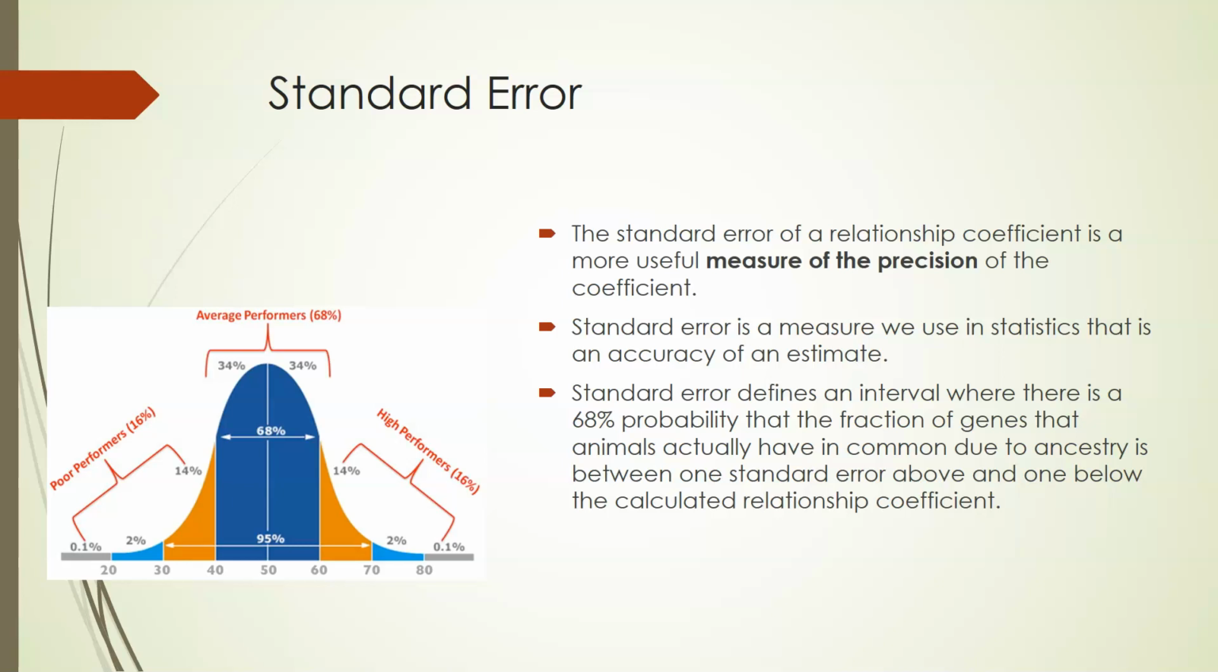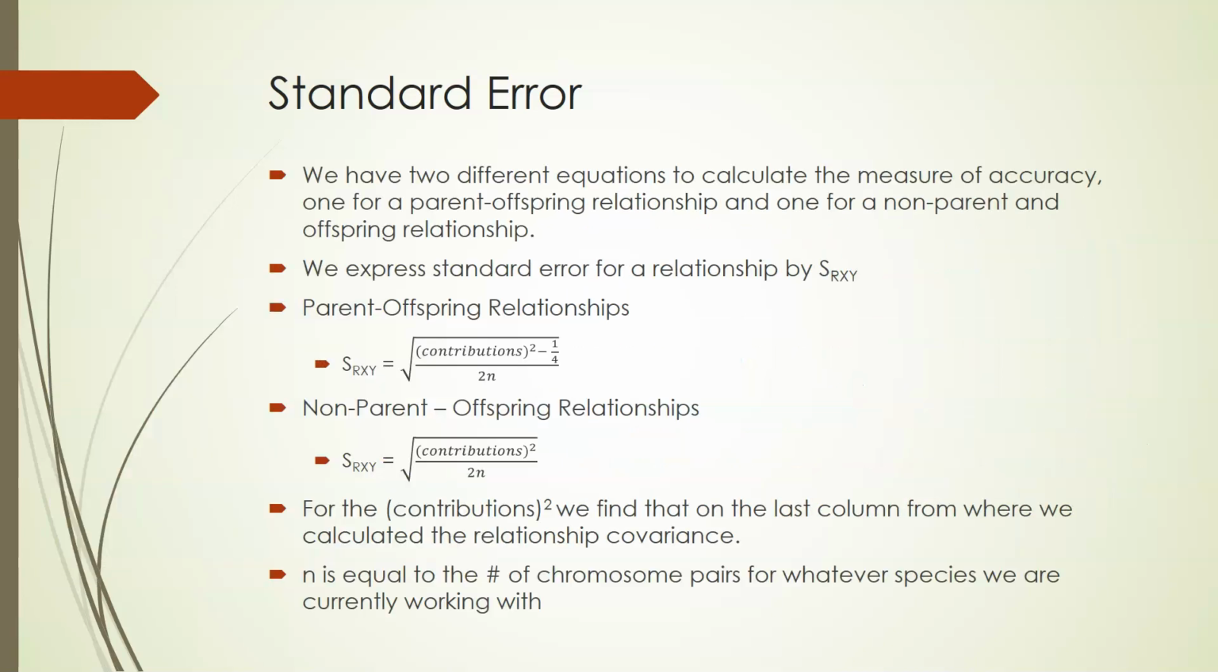So what does that mean for us? It basically means that here's another step that we can do in determining the accuracy of the relationship coefficient we just talked about.